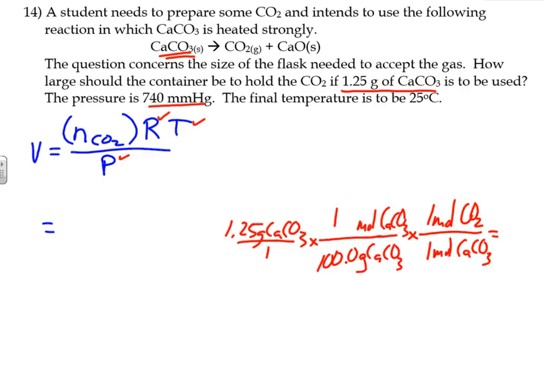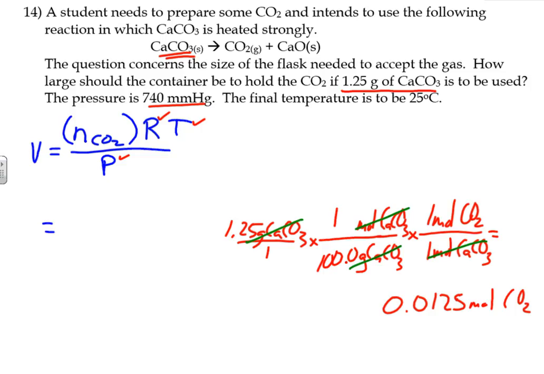So I can go ahead and calculate this for myself, and I'll end up with 0.0125 moles, gotta watch my units, right, of CO2 produced. And let's just double check our units, make sure everything cancels out. So now I can go ahead and plug that in over here into my formula.